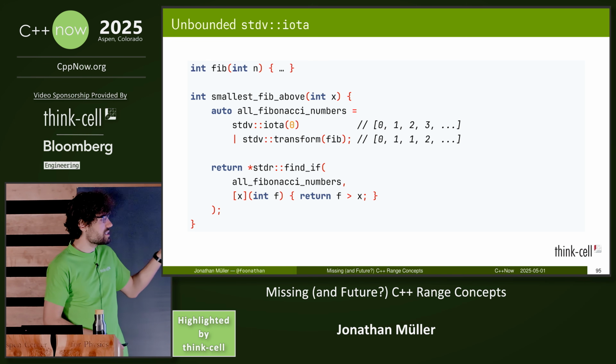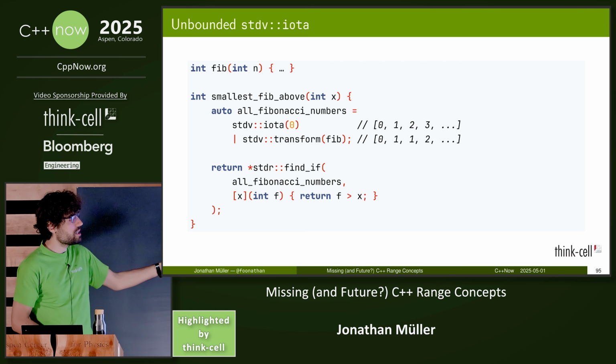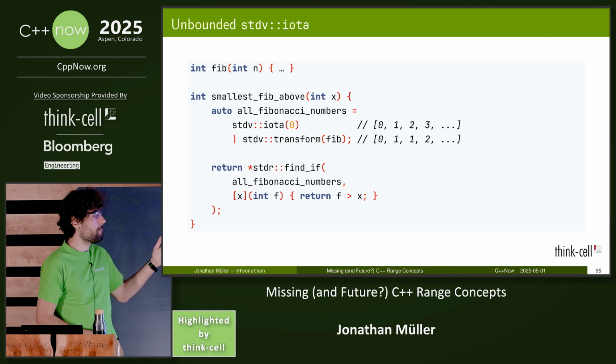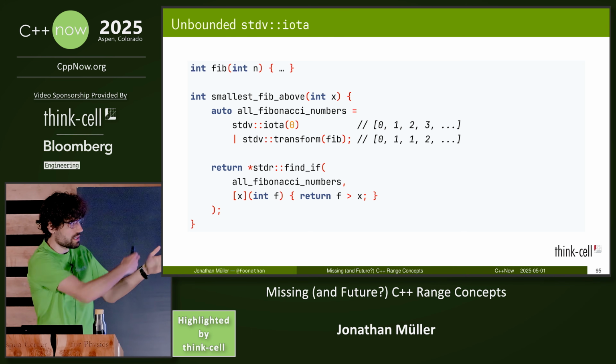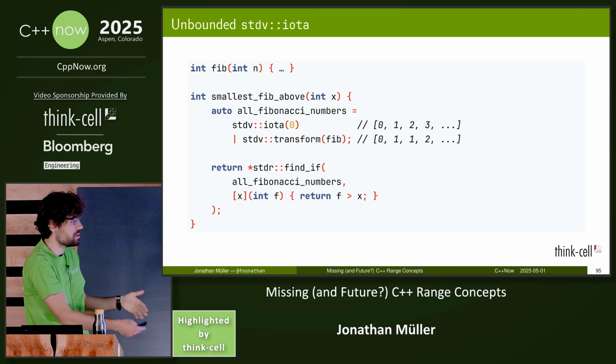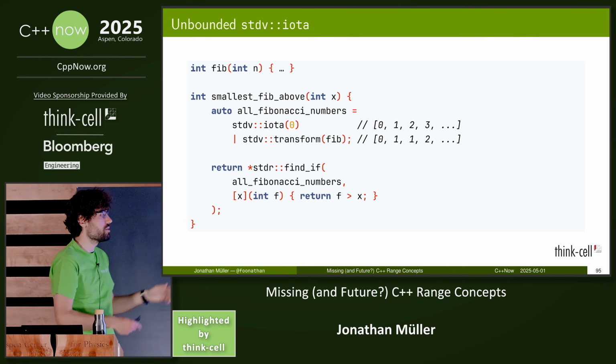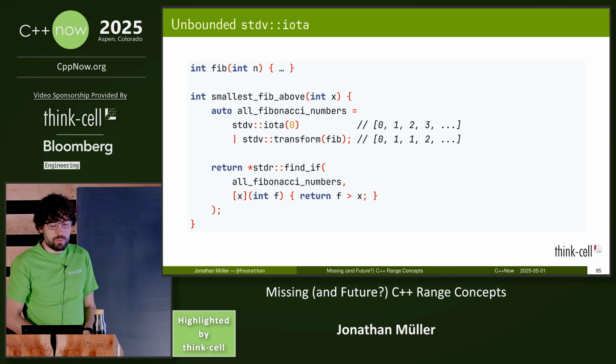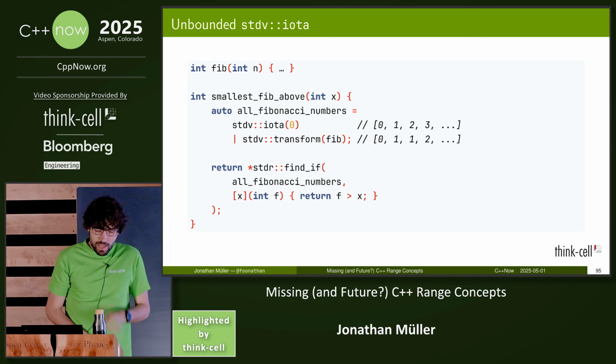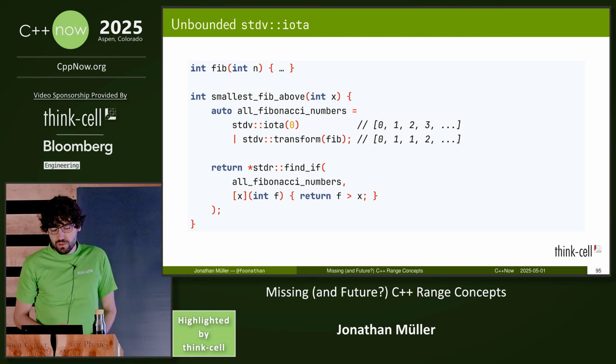So what we have here is an example of an infinite range. All Fibonacci numbers is an infinite range. But we only loop over it a finite amount to get the first one that's bigger, so it all works out. We don't have an infinite loop here, but we do have an infinite range. And there's something funny about infinite ranges.